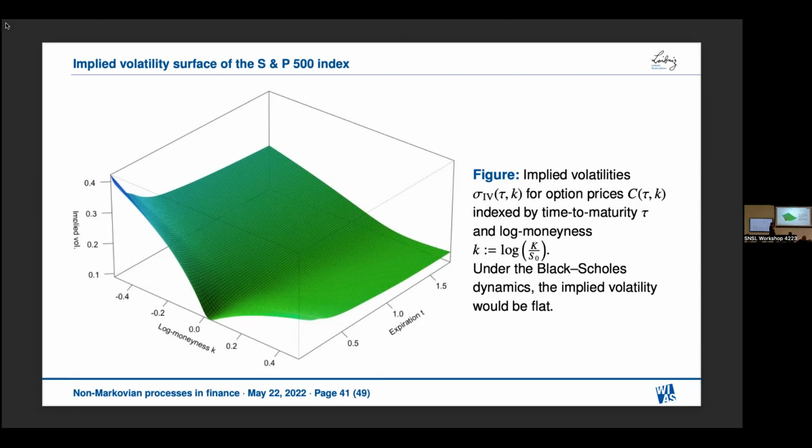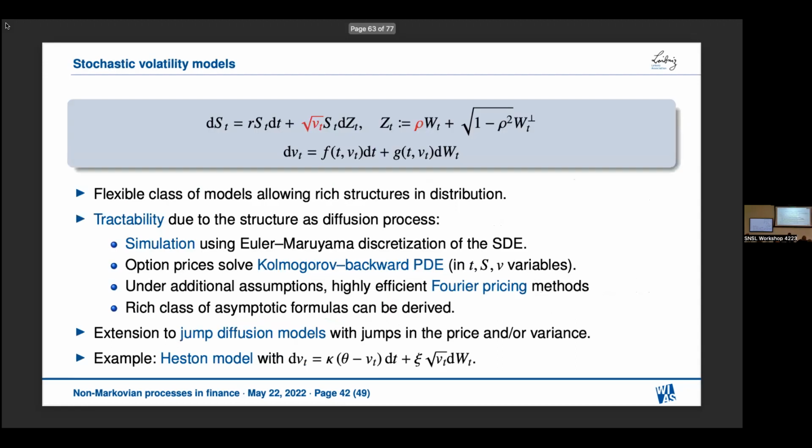And you see actually, the first thing you see is this is not flat. And this is yet another clear evidence that the Black-Scholes model is not accurate, because if the Black-Scholes model was true, this would be flat. So if you would see here a surface which is almost flat, you could say, well, the Black-Scholes model is not doing a bad job. But clearly it does a bad job. You see huge differences. So what's the next thing you could do is, let's look at stochastic volatility models.